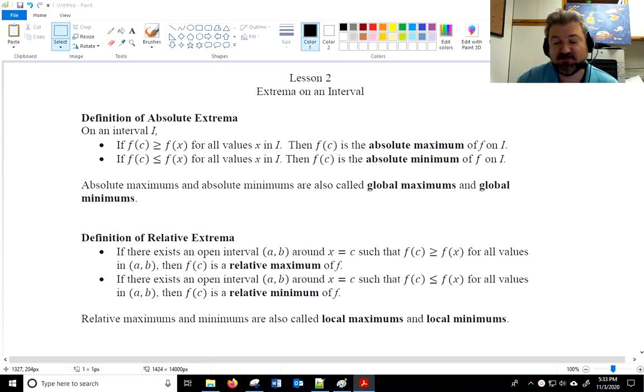All right, welcome back. We are in Unit 5 of AP Calculus. This is Lesson 2, Extrema on an Interval.